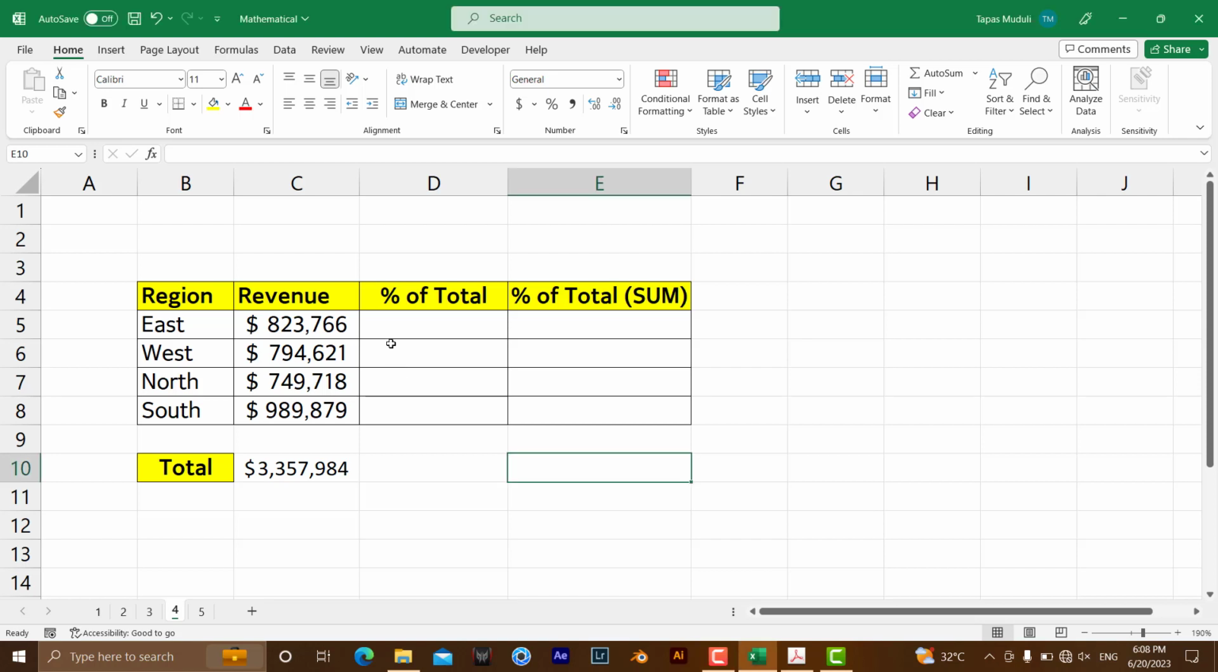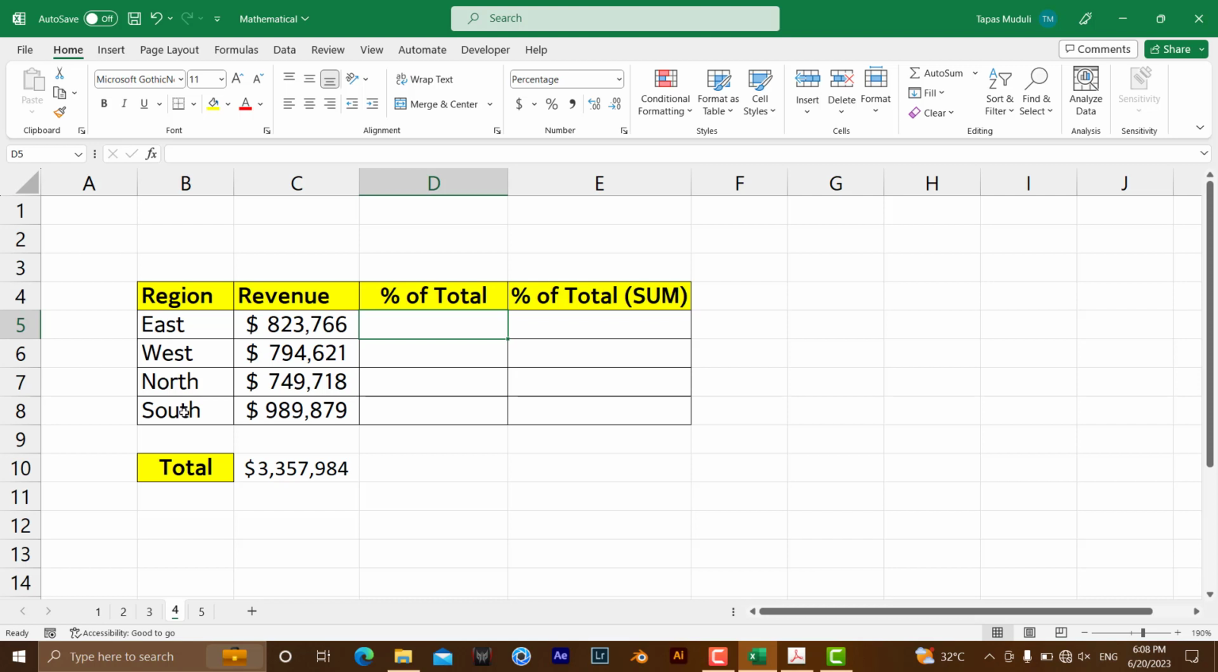Hello everyone, let's learn how to calculate a percent distribution of revenue across the regions. What does it mean? It means all the regions have been given over here, along with the revenue they have received. At the same time, it has given a total, but you want to know what contribution each region has made to the total, in percentage.